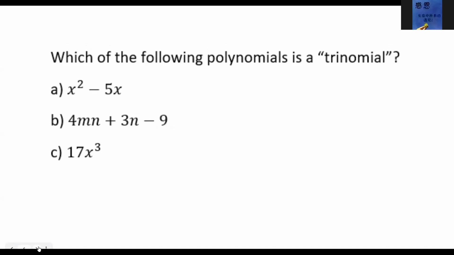Yep, Alan, what about you? What do you think? Yeah, very nice. This is a trinomial. A is an example of a binomial. C is an example of a monomial. Good.